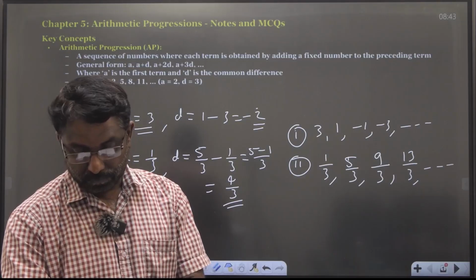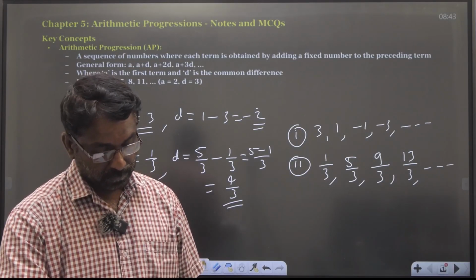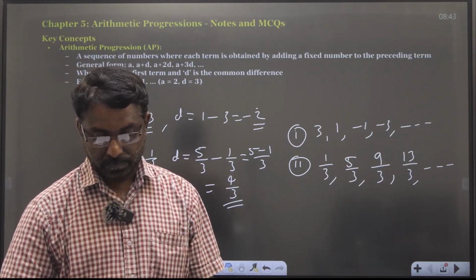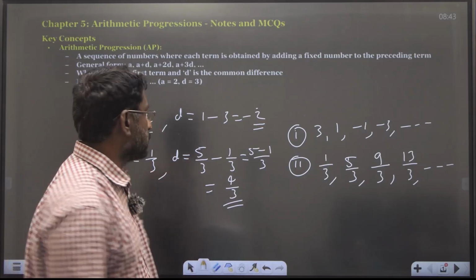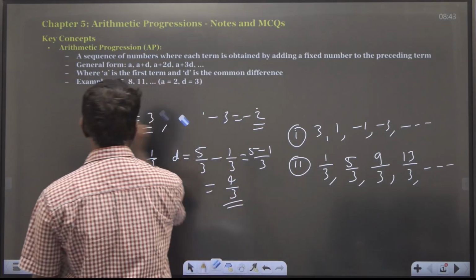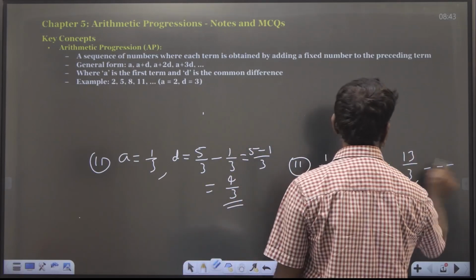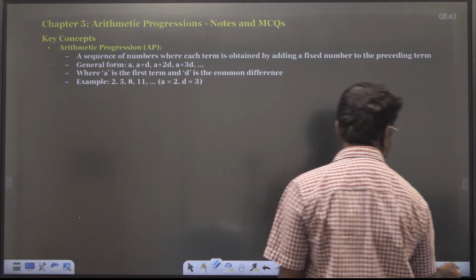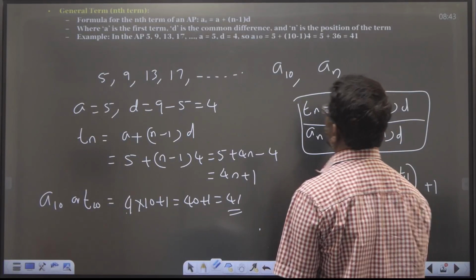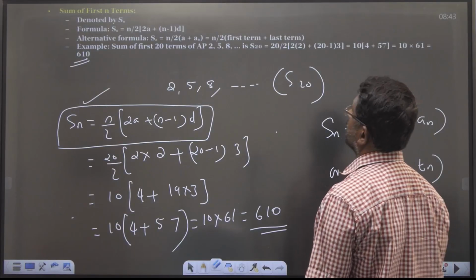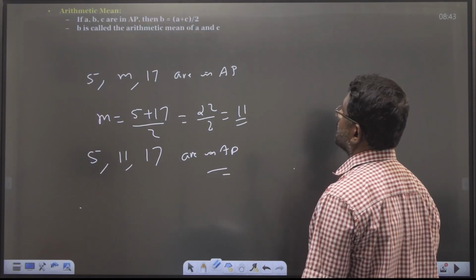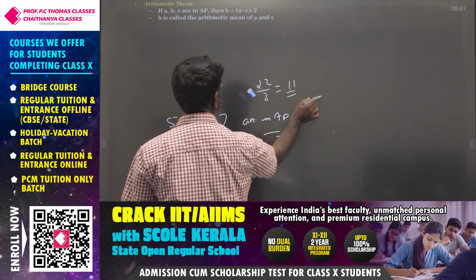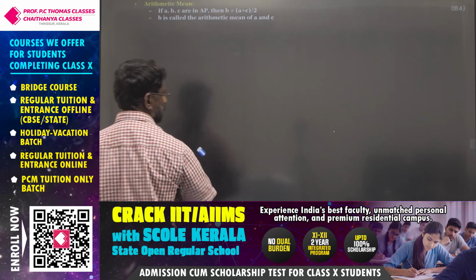Okay, next question. Next question is, if A, B, C are in AP, then B is equal to A plus C by 2. Using this result, we can do some more questions.